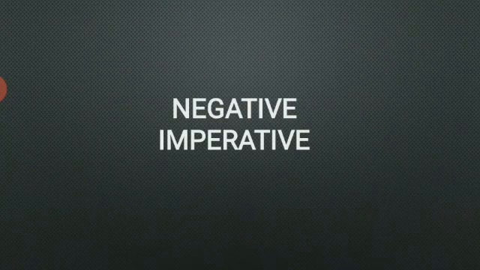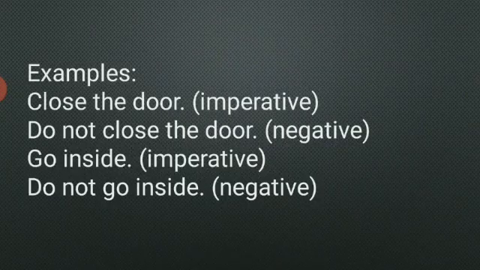To form negative imperative, we can add do not or don't. Or you can say that do not or don't are used to change imperative sentences into negative sentences. And we add these before the main verb. For example, close the door, positive imperative, and to change it into a negative one, we have placed the words do not before the verb. Do not close the door. Similarly, go inside. Do not go inside.